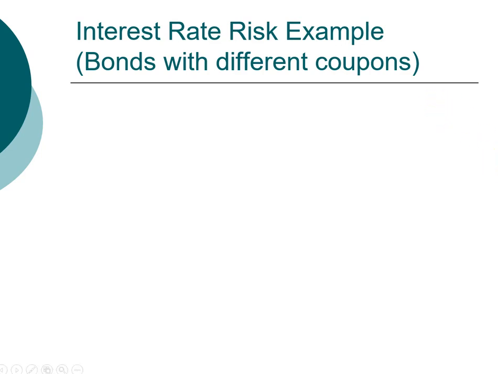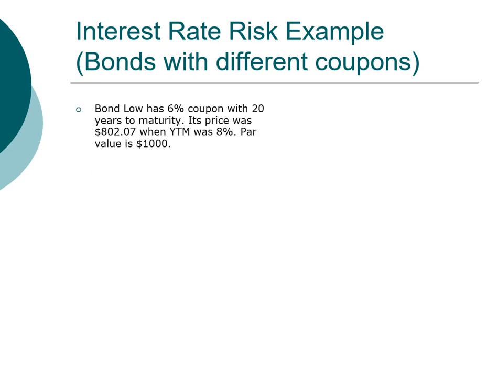We're going to have two bonds. They will be identical except for the coupon payment. So here is a low coupon bond. It has 20 years to maturity. Its current price is $802. Yield to maturity is currently 8%, and the face value is $1,000.